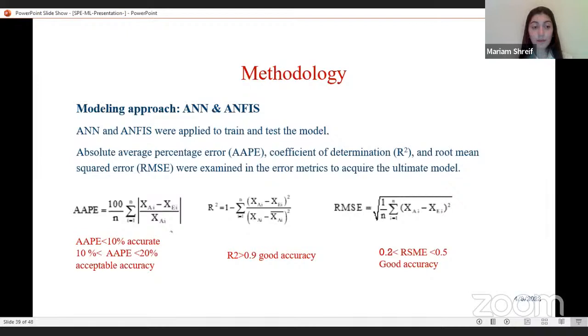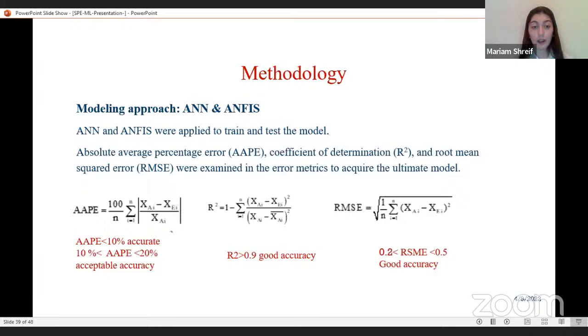If we have values ranging between 10% and 20%, it shows an acceptable accuracy. Second, we use the R-squared, or the coefficient of determination, which is equal to 1 minus the summation of the actual value minus the estimated value squared over the actual value minus the average actual value squared. Usually, any value higher than 0.9 shows a good accuracy. And finally, we have the root mean squared error, which is equal to the square root of 1 over n times the summation of the actual value minus the estimated value squared. Any value for the root mean squared error between 0.2 and 0.5 shows an acceptable and actually a good accuracy.